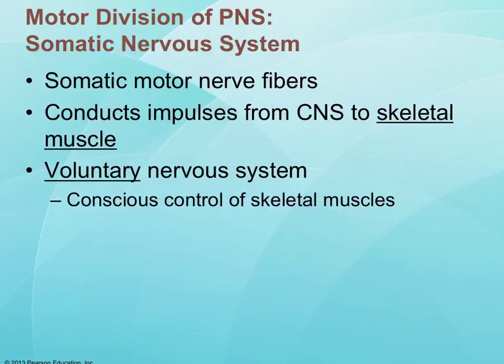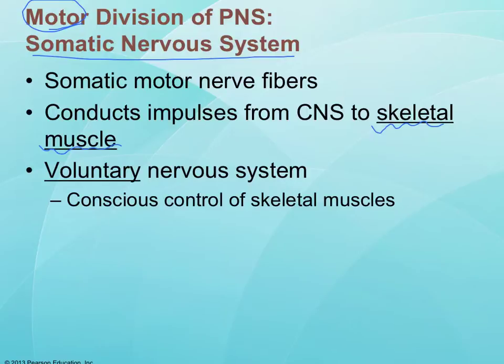So let's look at the motor division of the PNS. We can separate it into the somatic and autonomic nervous systems. If you see somatic nervous system, consider it to be motor control. That is the control part, which controls skeletal muscle only. In fact, the somatic nervous system controls all your skeletal muscle. What is the function of your skeletal muscle? Skeletal muscle moves your body, right?